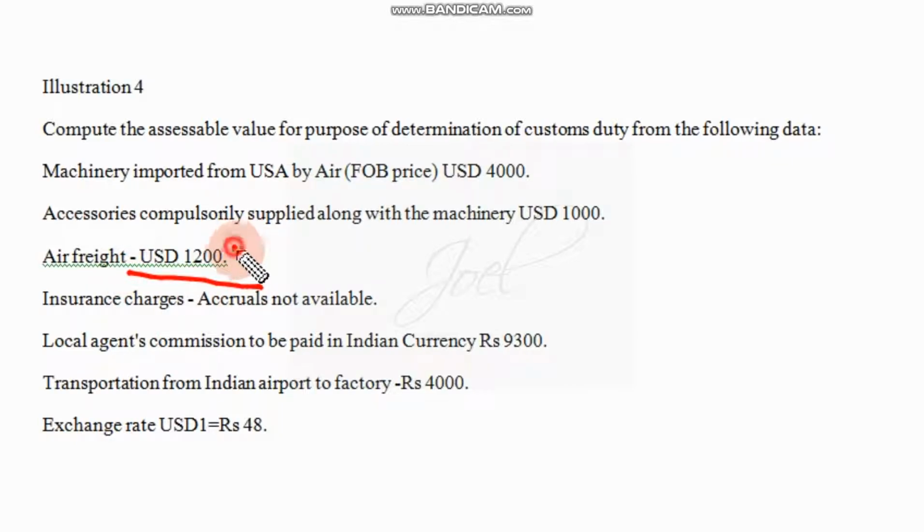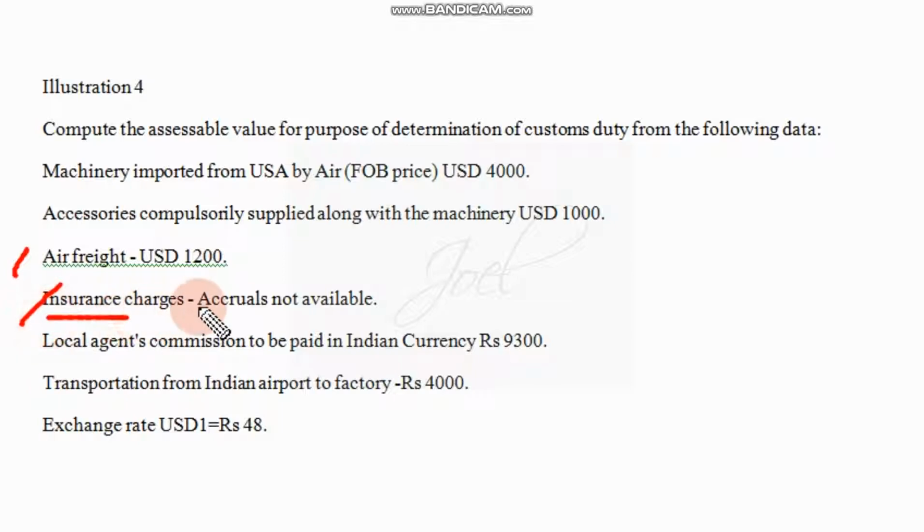Air freight is given 1200. See, I have told you, when it is air freight, whatever amount is given is not important for us. It is restricted to 20% of FOB price. So 20% of FOB price you have to calculate, then we have to compare. When we are comparing, if the amount given in the problem is less, then that amount we are going to consider. That means whichever is less, the amount of air freight given in the problem or 20% of the FOB price, whichever is less will be considered for calculation purpose. Yes, that is related to freight charges.